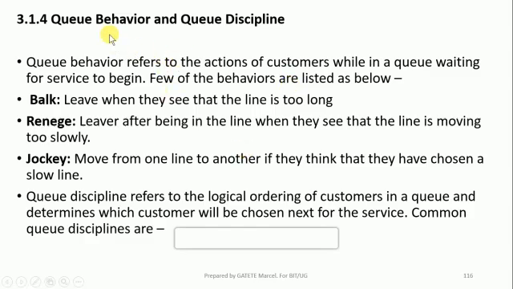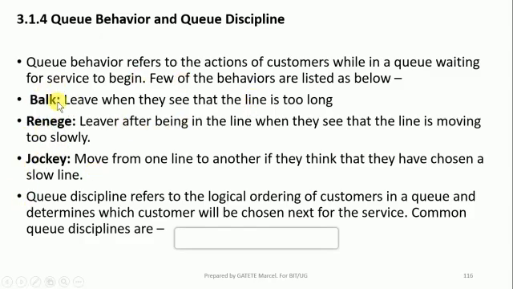So we can also have the queue behavior and the queue discipline. The queue behavior refers to the action of customers while in a queue waiting for service to begin. The behavior means how they behave, or the action they take while they are in a queue. What can the customer do?